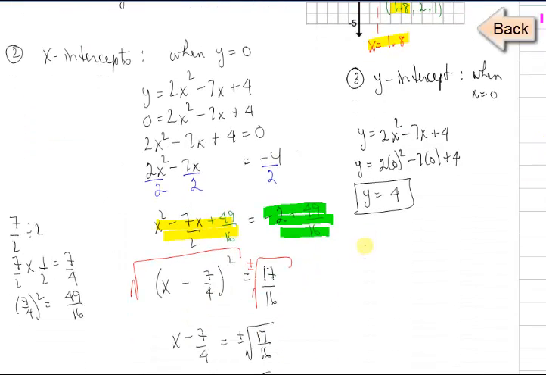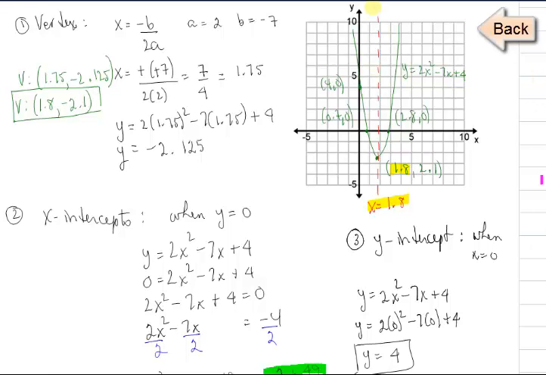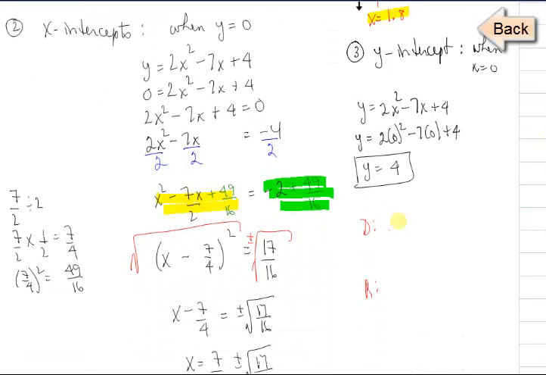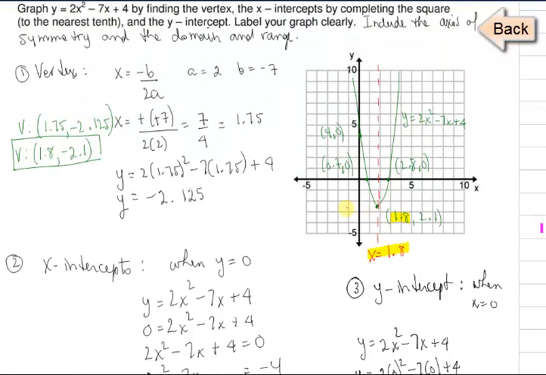And I've also asked you to include your domain and range, so I will write that down here. Your domain for quadratics, as long as they open up or down, will be all real numbers. So I'm going to use interval notation, from negative infinity to infinity. And for your range, it starts at negative 2.1 and goes up. So all your y values are greater than or equal to negative 2.1.